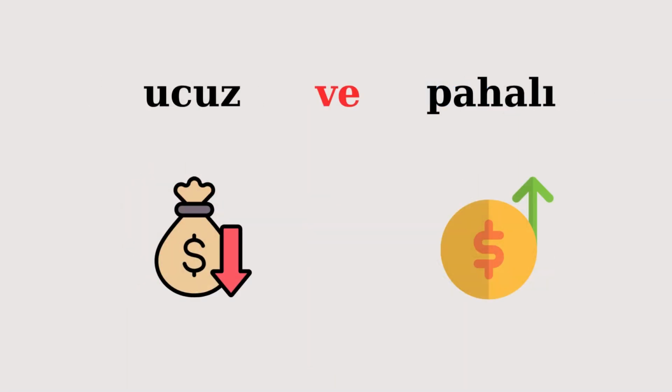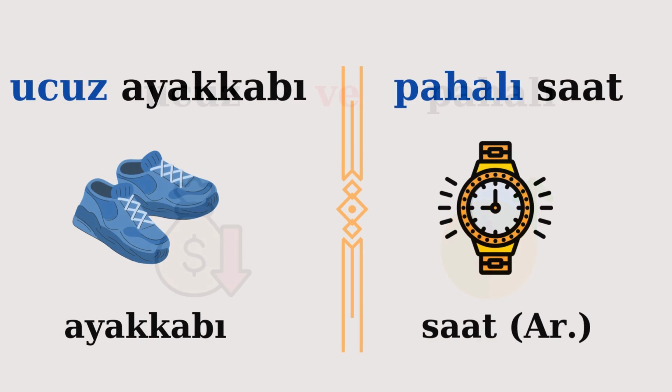Our ninth adjective set is ucuz ve pahalı, which means cheap and expensive. Let's see our example phrases. The first one is ucuz ayakkabı, which means cheap shoe. So you have learned another word, ayakkabı, which means shoe. It is a compound word which is composed of two separate words, but for now just focus on this word altogether.